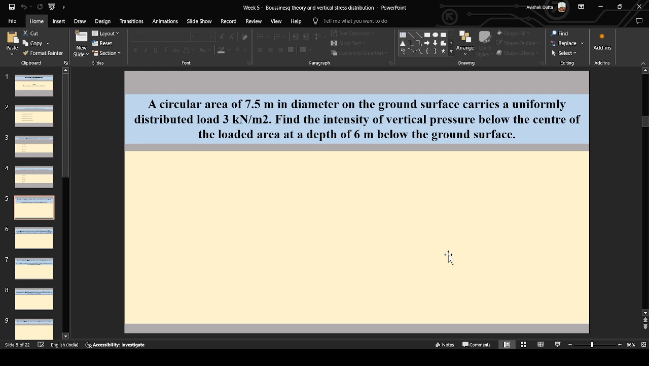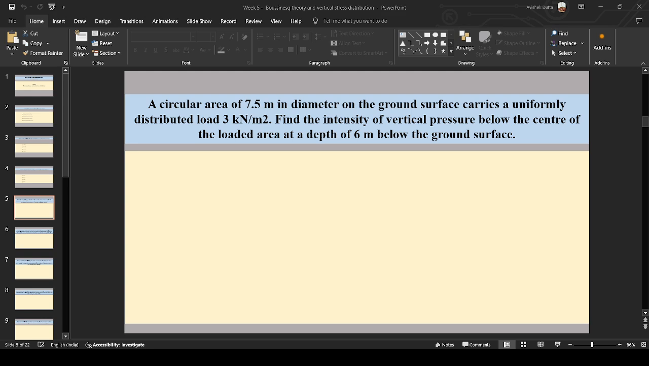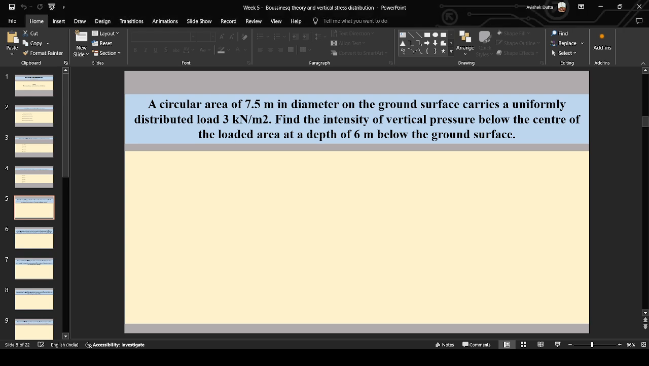I'll repeat the question. A circular area of 7.5 meter in diameter on the ground surface carries a uniformly distributed load of 3 kilonewton per meter square. Find the intensity of vertical pressure below the center of the loaded area at a depth of 6 meter below the ground surface. Okay, so here the diameter of the circular area has been given, the UDL has been given, and you have to find the intensity of vertical pressure at a depth of 6 meter below the center. Okay, next question.